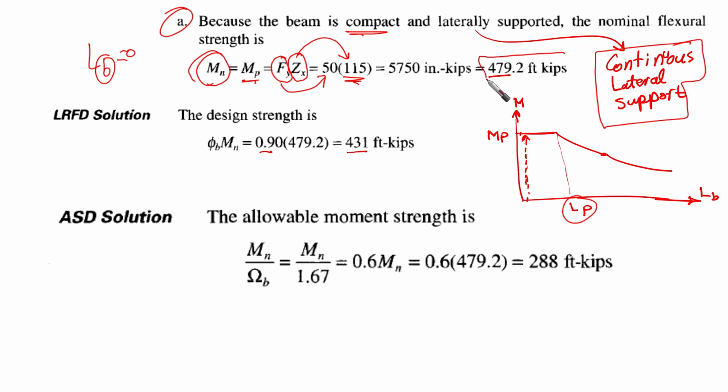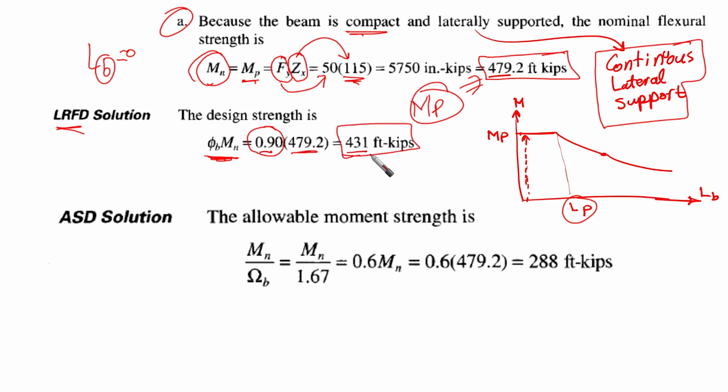Check this plastic modulus. Then we have M_p, this is M plastic for this cross section. Then the design strength, for the case of LRFD, we will multiply by 0.9 times M_p. This is the LRFD design strength. If we're going to talk about ASD, then the allowable moment strength is going to be M_n over 1.67, which is going to give us 288 foot-kips. This is the first requirement. Very easy and simple. We are here in the plastic range.